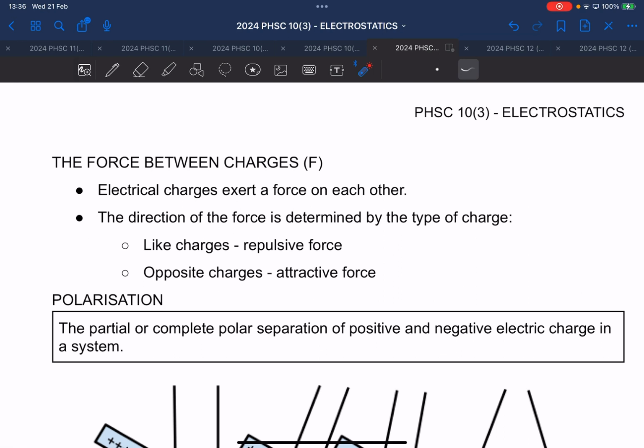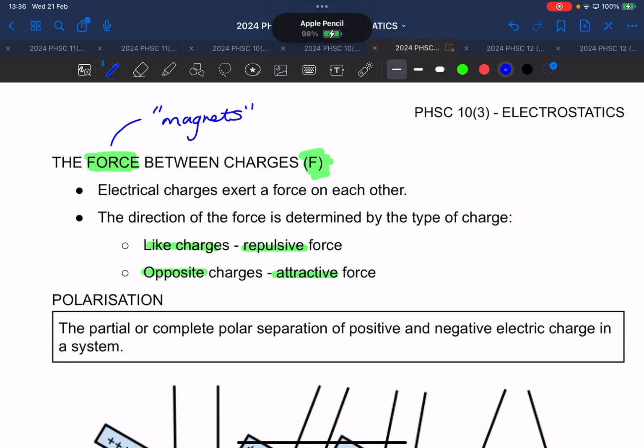Now, this is an introduction to grade 11. So I just want you to think ahead for grade 11. But before we get that, like charges repel, opposite charges attract. The symbol for force is F. When you think of forces, I want you to think of magnets. The bigger the magnets, the bigger the force. If the magnets are close together, you feel the force. If they are far apart, you don't feel the force. Okay, so same thing here.